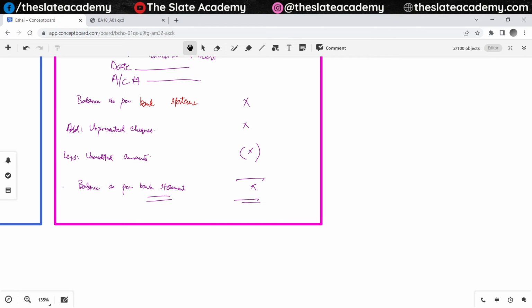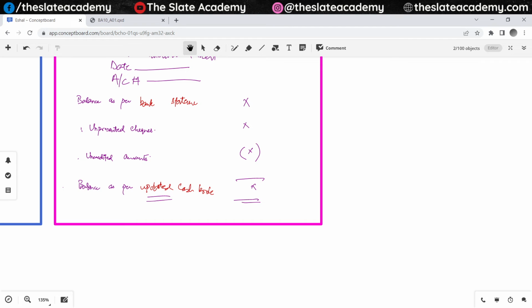after adjusting the reconciling amounts, which are the unpresented checks and the uncredited amounts, my balance should match with balance as per updated cash book. What treatment should we have for unpresented checks and uncredited amounts?